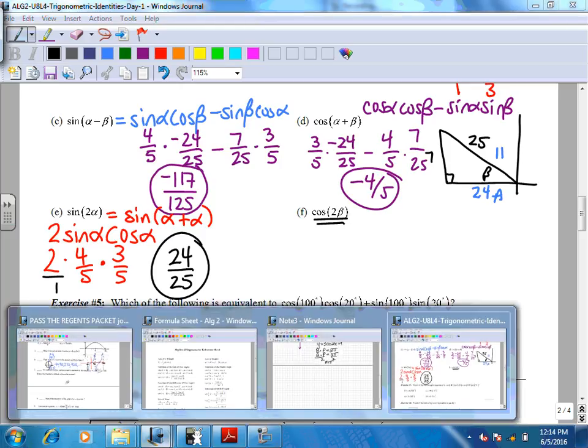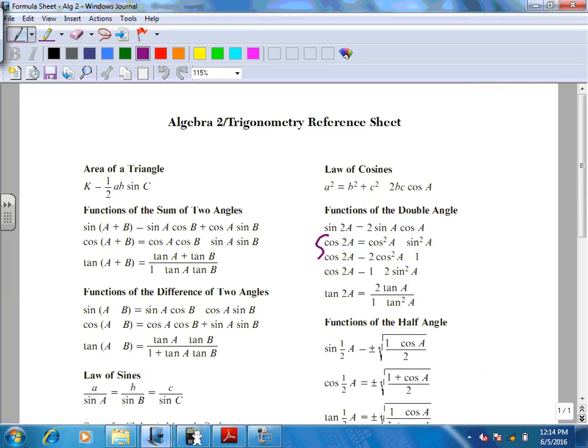Let's see, I have my reference sheet up here. The problem here is there are 3 different formulas for cosine 2 beta. This should all be minus signs. It's really up to you which one you want to pick. I probably would shy away from this one because I'd rather not have to use 2 trig functions if I could just use 1. So I don't know, I'm going to pick the 2 cosine squared minus 1.